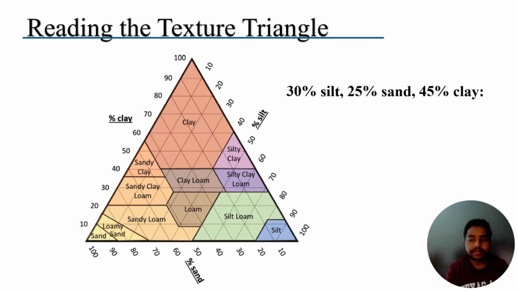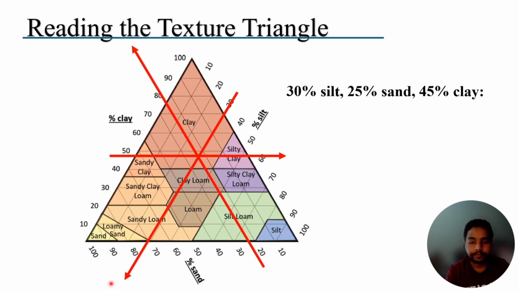In this case, the silt percentage is 30, sand percentage is 25 and clay percentage is 45%. We need to find the texture of the soil. So here the silt percentage is 30, so we need to draw a line from somewhere here, and sand percentage is 25, so we need to draw a line from here, and wherever those two lines meet, that is going to be our soil texture. So 30% silt and 25% sand, and the texture is going to be clay, and just to confirm, 45% clay, so that's clay.